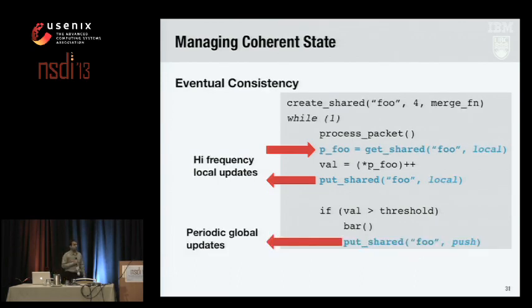Consider this code snippet as an alternative. The middlebox does a ton of updates at high frequency locally. Then, when it wants, it can push the updates to the other replica or pull them. In other words, synchronize on demand. This periodic synchronization allows us to scale, and at the same time share data across multiple replicas.